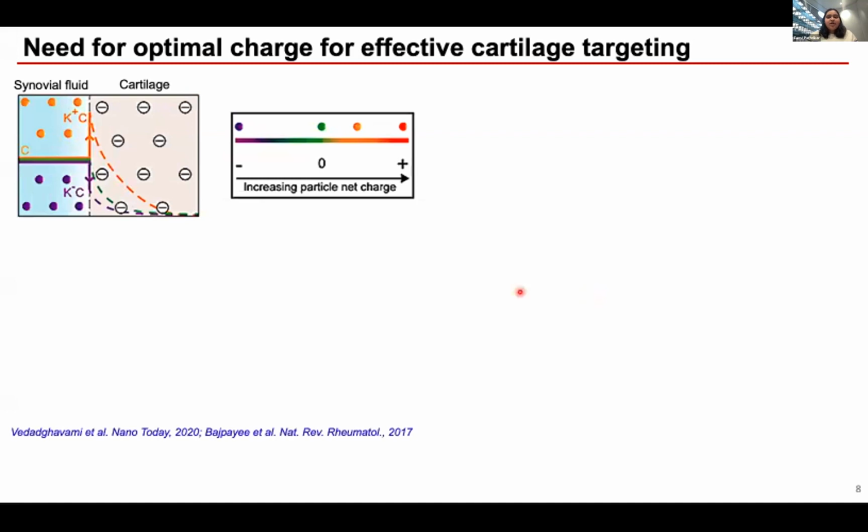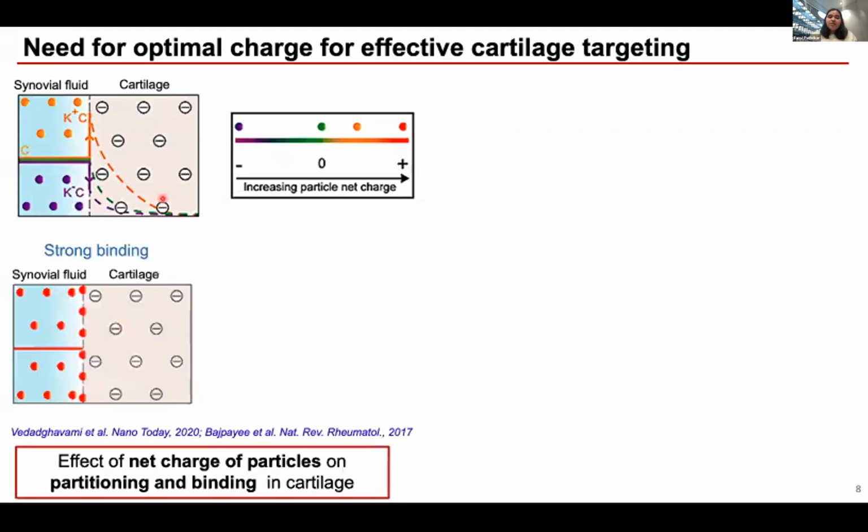The high negative charge of cartilage provides a unique opportunity to use electrostatic interactions to enhance drug delivery systems by making them positively charged. The concentration of positively charged drug carriers at the synovial fluid cartilage interface is enhanced by a factor K known as Donnan partitioning. This interface concentration creates a higher concentration gradient, which leads to a faster diffusion rate along the cartilage thickness and higher uptake. However, too high of a positive charge will hinder diffusion of the carrier due to strong binding interactions.